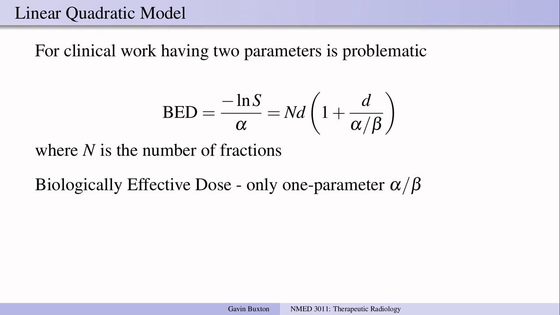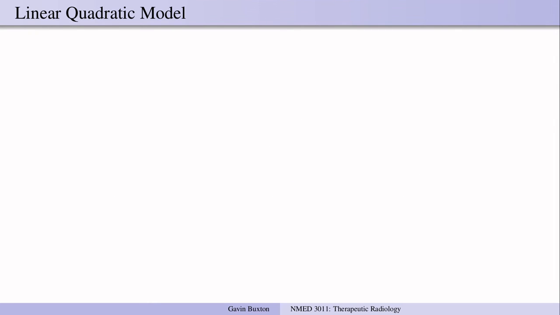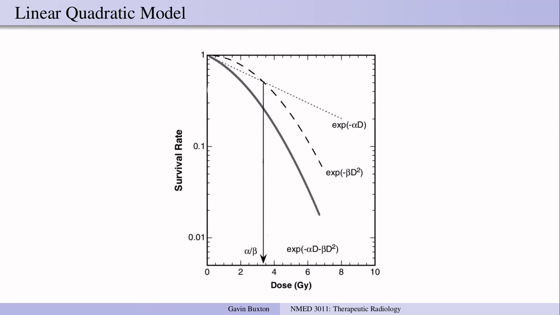This form is considered more practical as now there is only one unknown parameter characterizing the tissue, alpha divided by beta. Essentially, the parameter alpha over beta represents the dose at which the survival rate due to single particle events only and the survival rate due to two particle events only cross over.